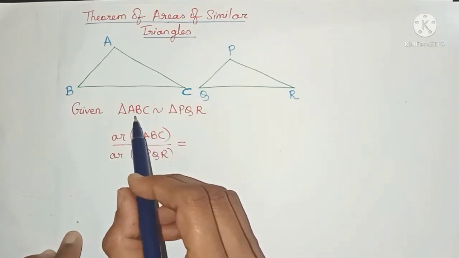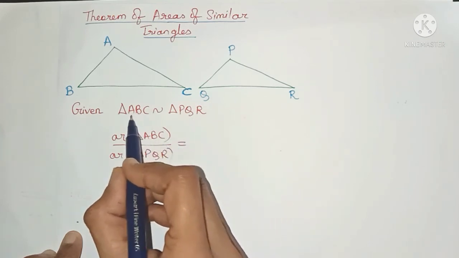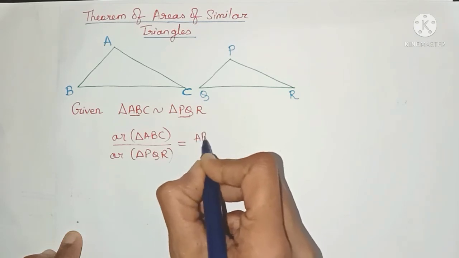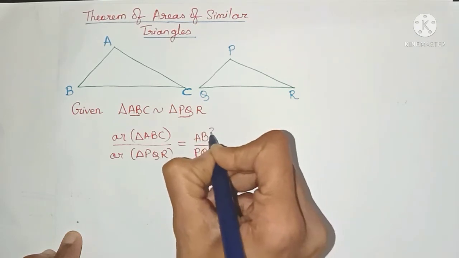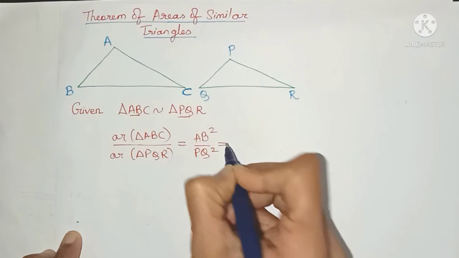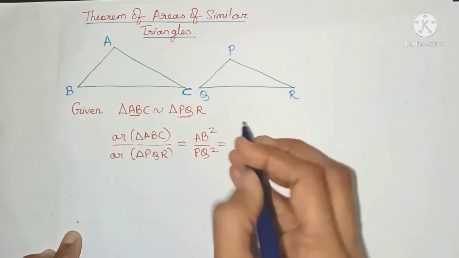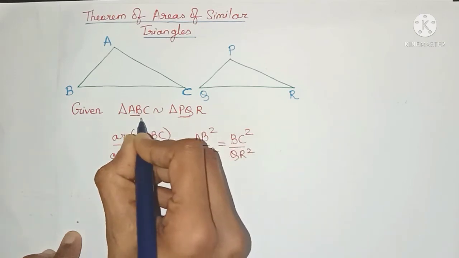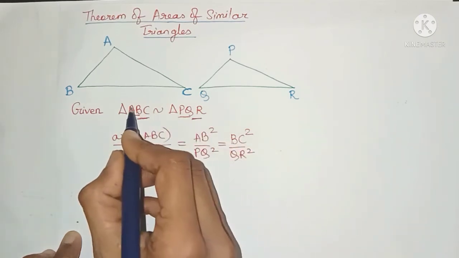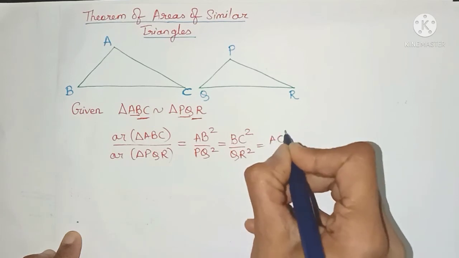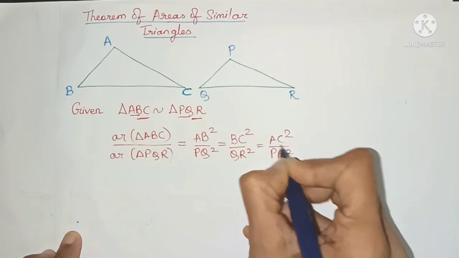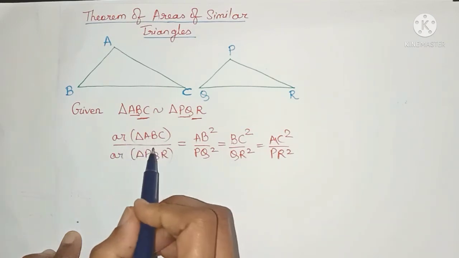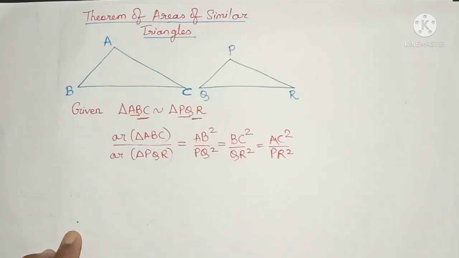So friends, what are the corresponding sides over here? Looking at the order, AB is corresponding to PQ. So AB upon PQ, but I need to square it. Okay. And what is the next pair of corresponding sides? Yes, BC square by QR square. Right? Like this. And the next pair will be AC square divided by PR square. So friends, this is the formula connecting the areas of triangles with squares of the corresponding sides.